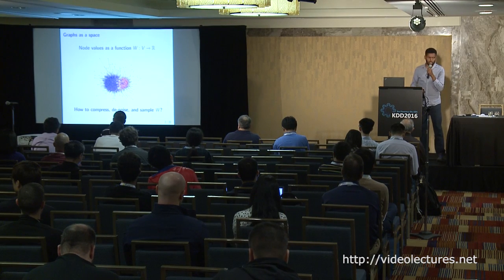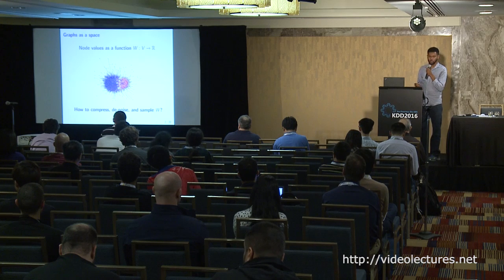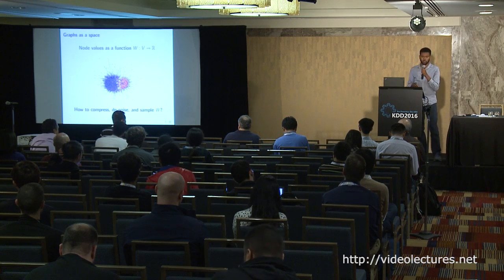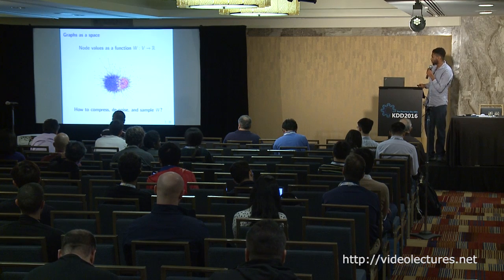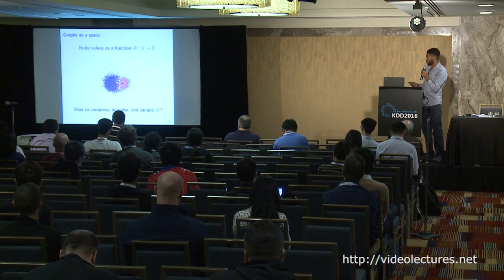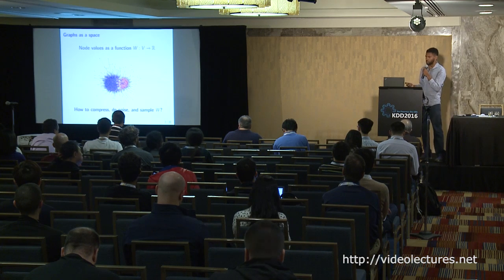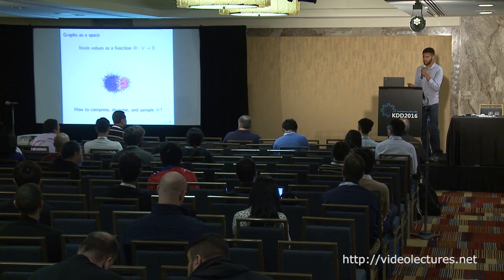To be more precise, we are thinking about a function that's defined on the space of the nodes. So for each node in a network, you have a value that can be, let's say, an opinion in a social network. And the questions are, if you have data like this, how can you sample it? How can you compress this kind of data? How can you denoise it? These are very relevant questions that have not been addressed yet.